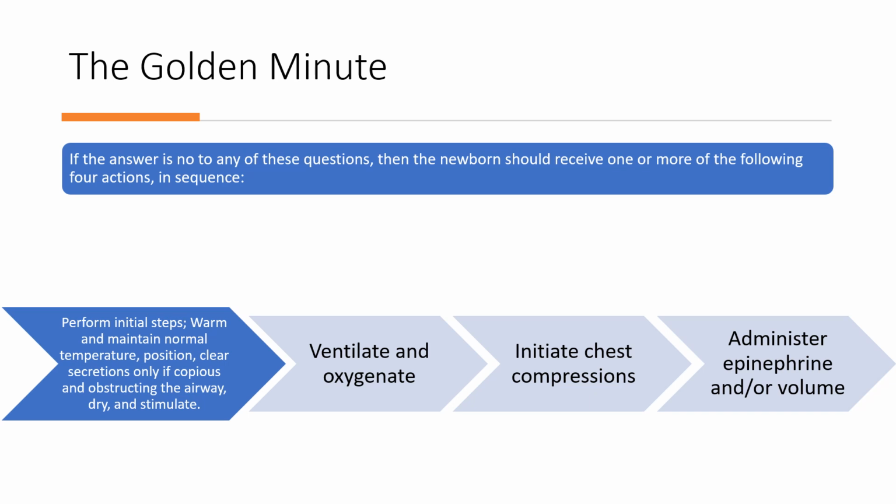So it's in this order: perform these initial steps, then we'll move to ventilation and then oxygenation, followed by chest compressions, and finally epi and volume. Sometimes volume's needed more than epinephrine, but we'll get into that here in a few.